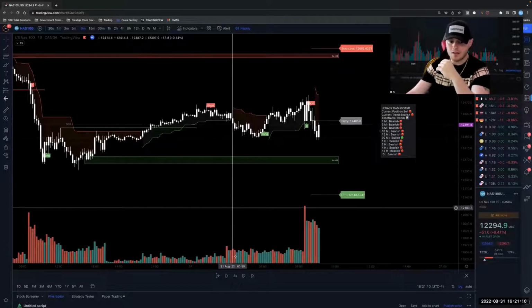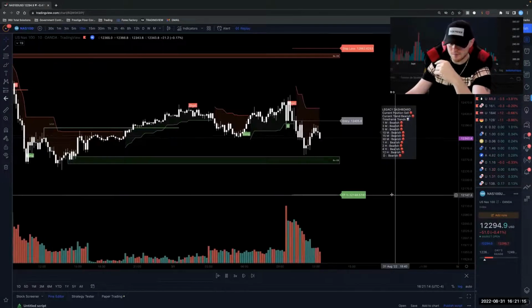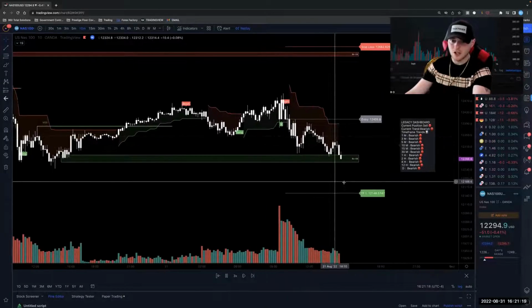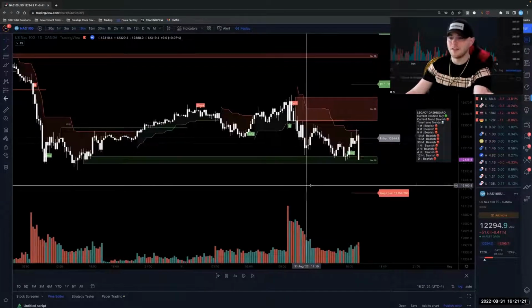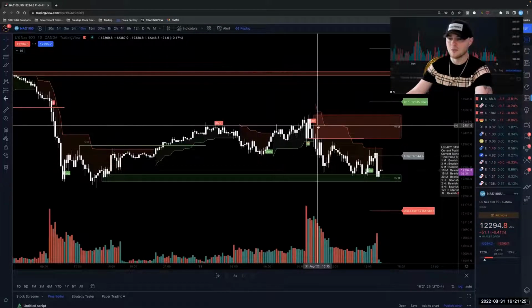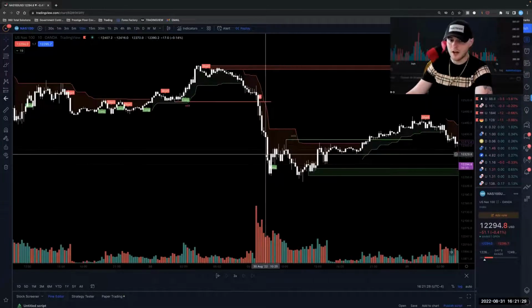But let's see how it played out. Yeah, it's close to TP1, but again, you have the demand area, and you can do that for all time frames. You can see the shorts played out, these longs played out, these shorts played out, these longs played out.